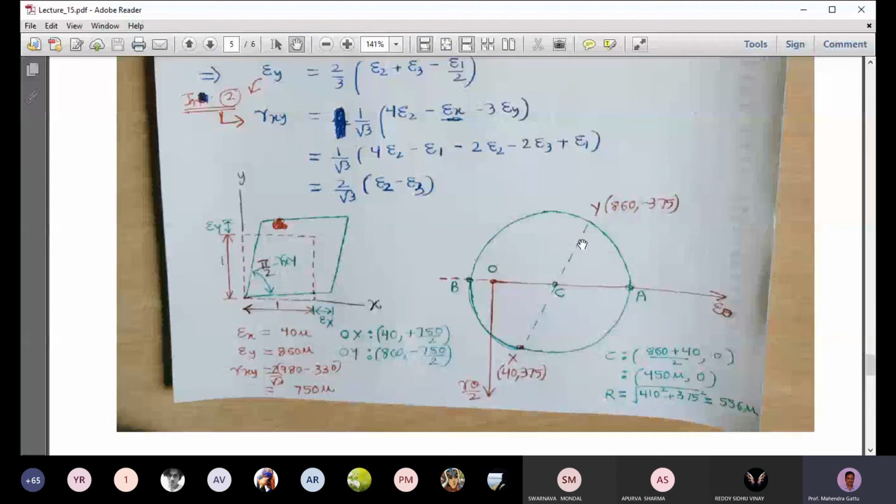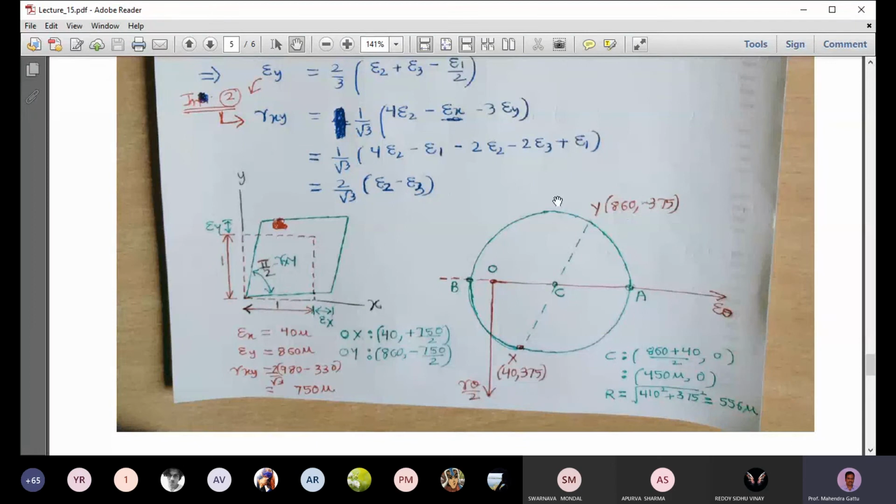So we join those two points x and y. They will intersect at point C. We can find the coordinate of point C. It will be 860 plus 40 by 2, so it will be 900 by 2. It is 450 comma 0. So the coordinate is 450 comma 0. And we can find the radius. So 450 minus 40, squared, plus 375 squared. So 410 squared plus 375 squared, which is 556.